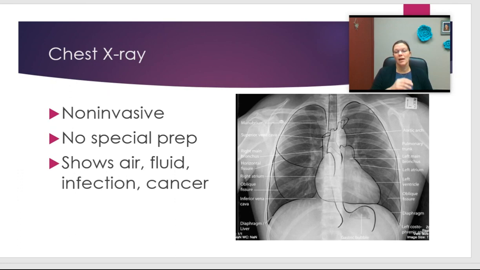Chest x-rays are taken, sometimes they're taken out in the community, like maybe at a nursing home, but oftentimes you're going to see them in the acute care setting. They're non-invasive, they don't require any special preparation by the nurse, and they do show air, fluid, infection, and cancer. On an x-ray, black would be air.